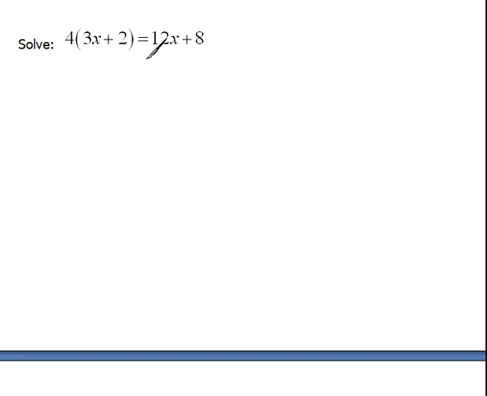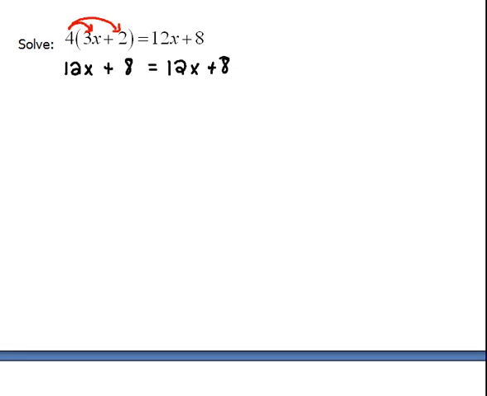Now let's look at this one. Hopefully at first you see that this is a distribution. So we need to do that distribution first. 4 times 3x would be 12x, and 4 times 2 would be a positive 8, equals 12x plus 8. Well, these are the exact same thing.